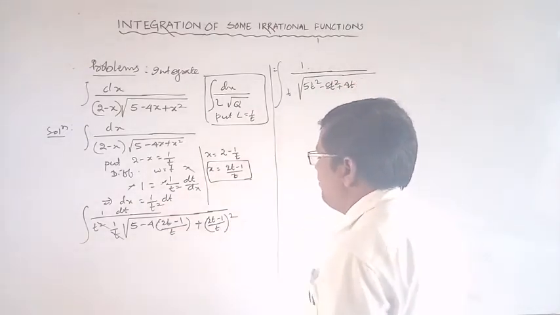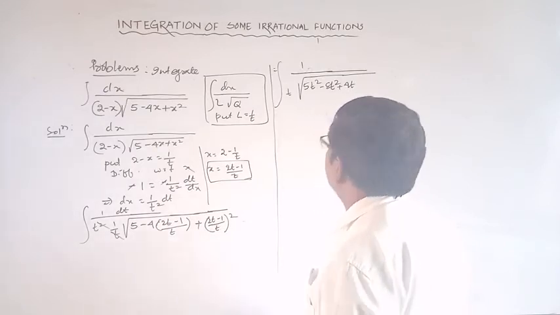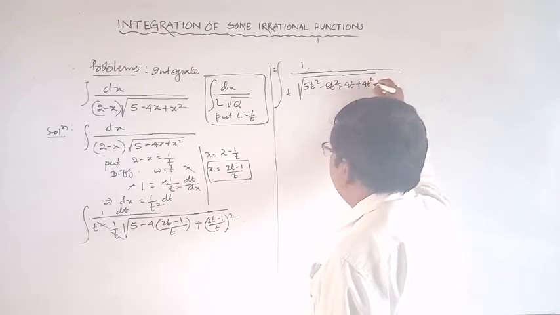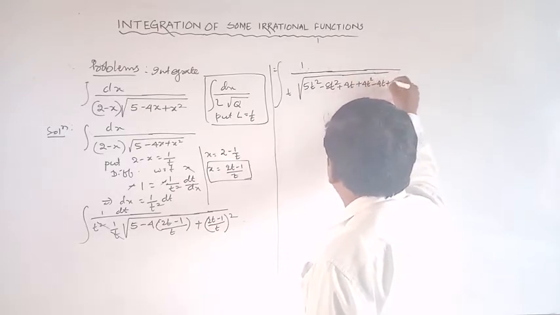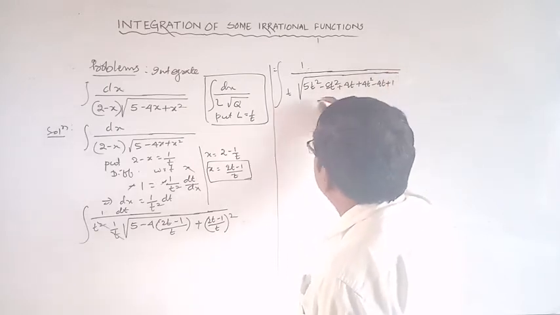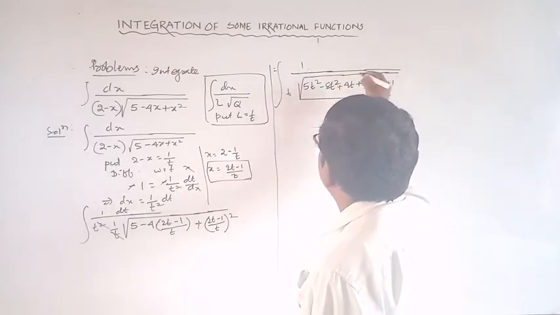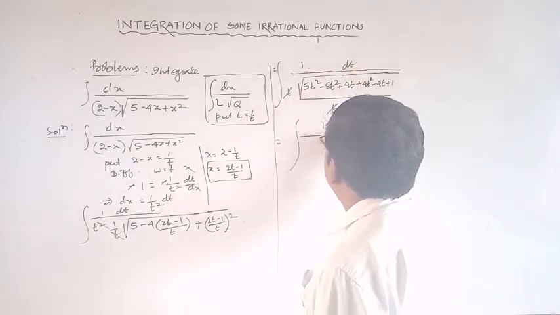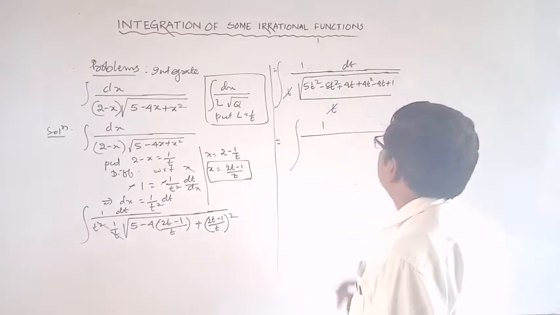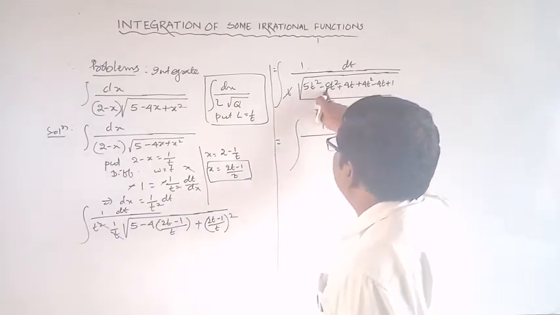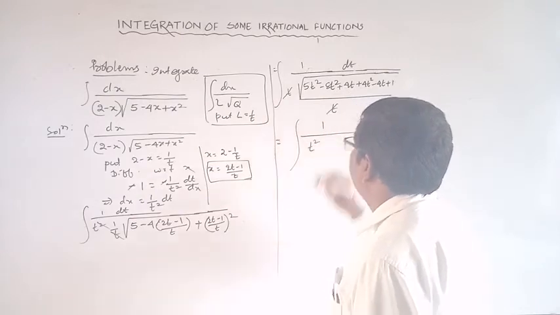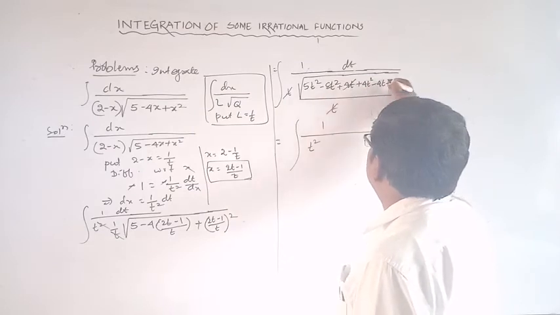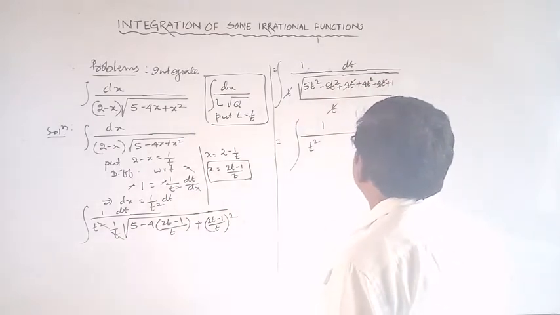and this is 2t minus 1 whole square, means what? 4t square minus 4t plus 1, whole divided by t square, root over, means t dt. t cancels here. That is 1 by 5t square plus 4t square, 9t square minus 8t square. So this is t square. Okay, this is t square plus 4t minus 4t cancels, and this is what?